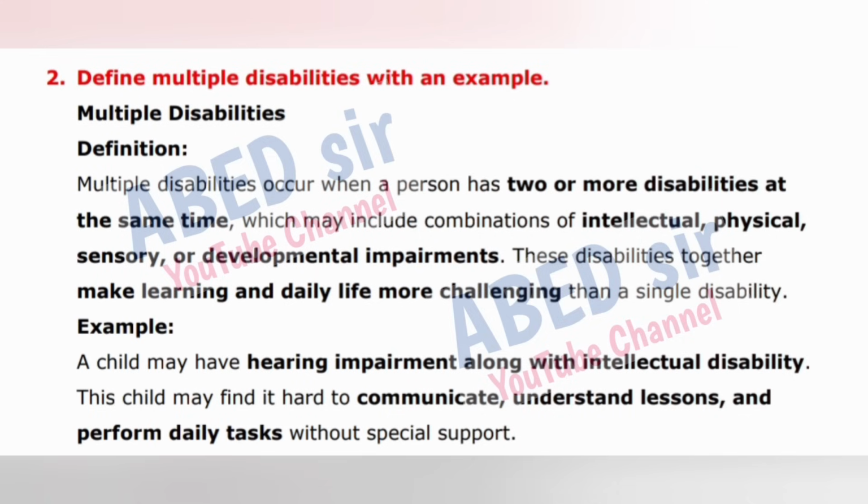Multiple disabilities. Definition. Multiple disabilities occur when a person has two or more disabilities at the same time, which may include combinations of intellectual, physical, sensory, or developmental impairments. These disabilities together make learning and daily life more challenging than a single disability. Example. A child may have hearing impairment along with intellectual disability. This child may find it hard to communicate, understand lessons, and perform daily tasks without special support.